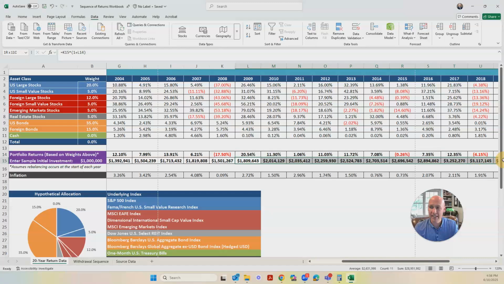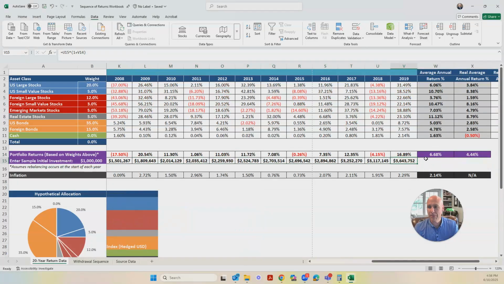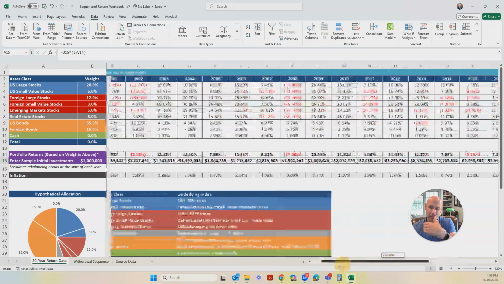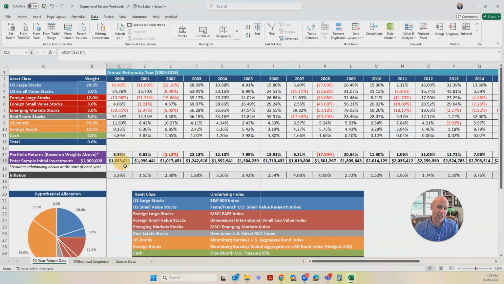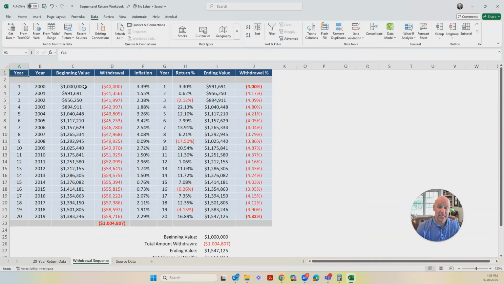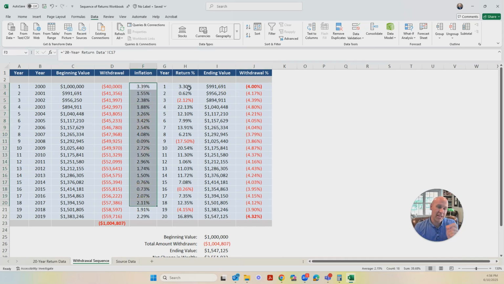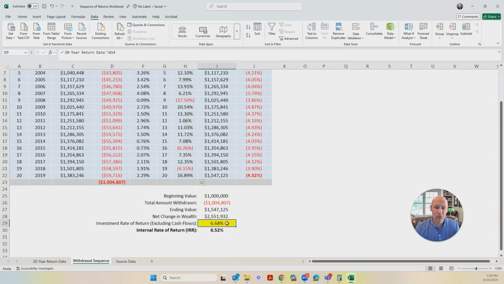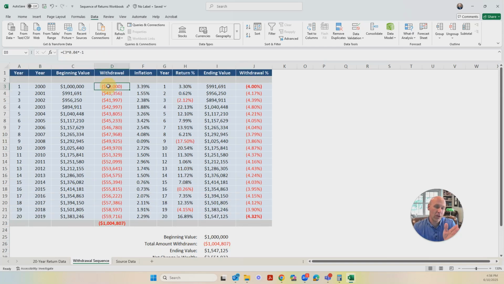By the time the 20-year period ended, it was 3.6, but the ride was so much smoother. So now let's look at that in terms of our withdrawal tab. Same $1 million, same $40,000 withdrawal or 4%, same inflation numbers, but now we have a smoother line. The average annual return was 6.68% for the 50-50 portfolio. The $40,000 increased for inflation.